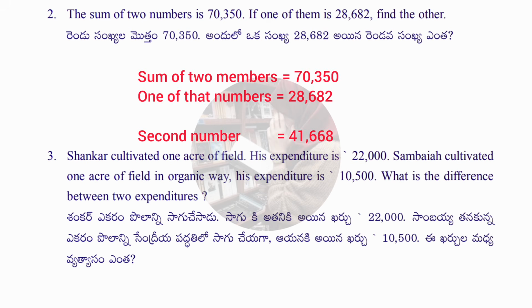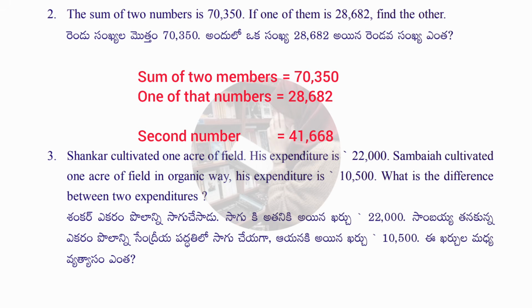Okay. Let's do this. So write down the answer. Sum of two numbers is equal to 70,350. Next, one of the numbers is 28,682. So then to find the second number, you have to do the subtraction. If you do the subtraction, you will get the answer as 41,668. If you still have doubt whether your answer is right or wrong, you may cross check also.